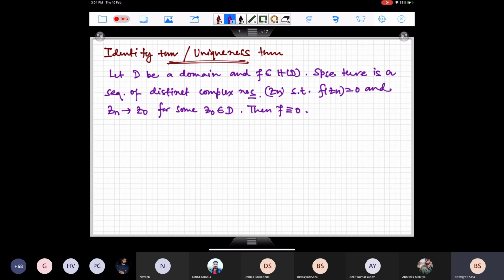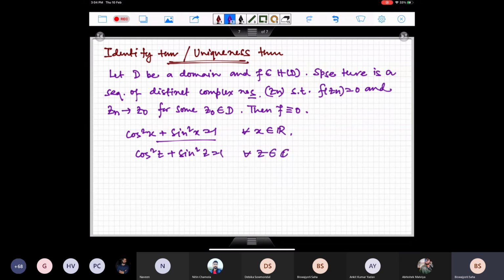If you remember, at some point I was telling you, we know this identity, cos square x plus sine square x is equal to 1. This is what you know for all x in R. And I had told you that this identity is going to be true also in complex numbers. The same identity of trigonometric functions that you have seen before, like cosine and sine functions, is going to hold true for complex numbers.